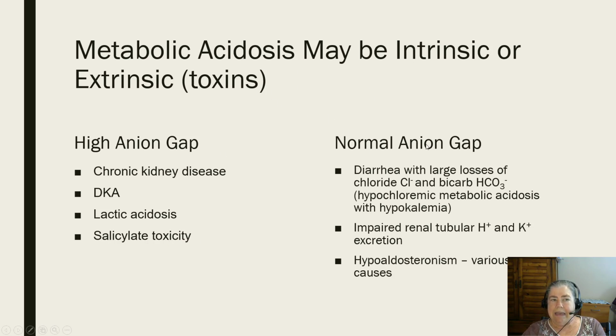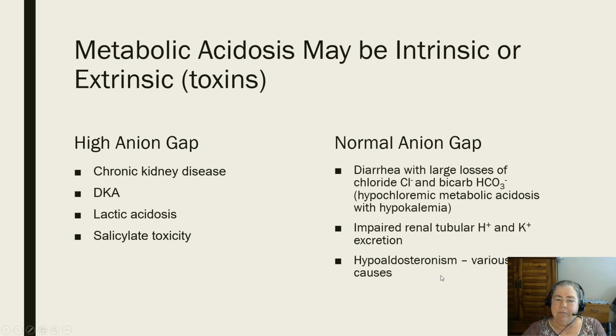A normal anion gap metabolic acidosis could be from the loss of a lot of chloride and bicarb from the gut and diarrhea, and this will result in a hypochloremic, so low chloride, metabolic acidosis, also with low potassium, with hypokalemia. There are renal causes. There's something called renal tubular acidosis, in which the renal tubule is unable to appropriately excrete hydrogen ions and potassium ions.